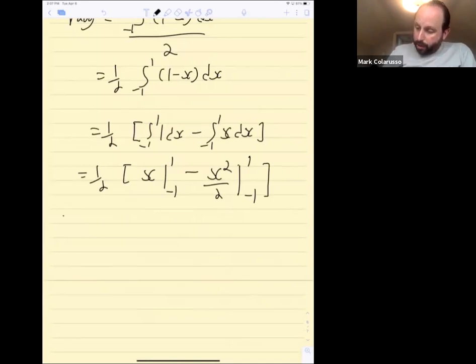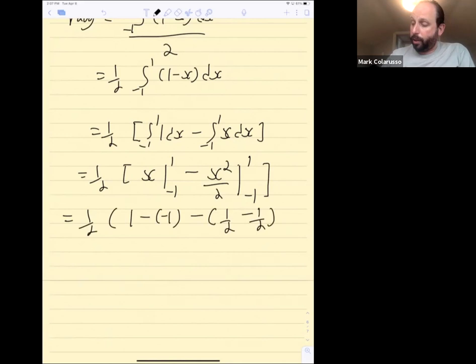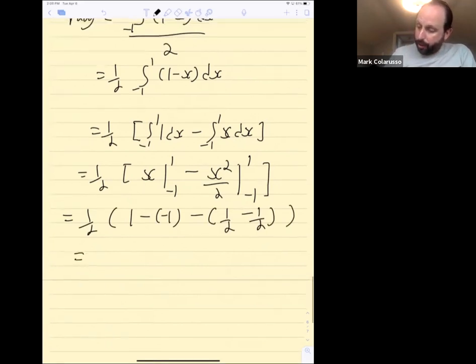Okay, so we just got to do this. What do we get? We get 1/2 times (1 minus -1, minus, now watch your parentheses here, 1 squared is 1, so it's 1/2, but -1 squared is also 1, so you actually get 1/2 minus 1/2). And that cancels. What you're going to get at the end of the day is 1/2 times 2, so the average value is 1.